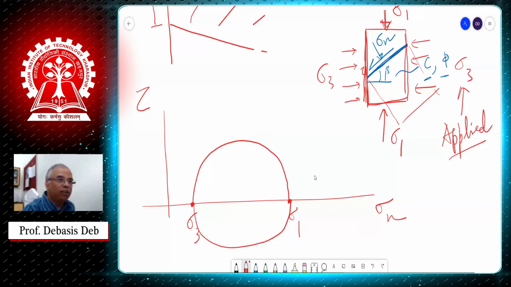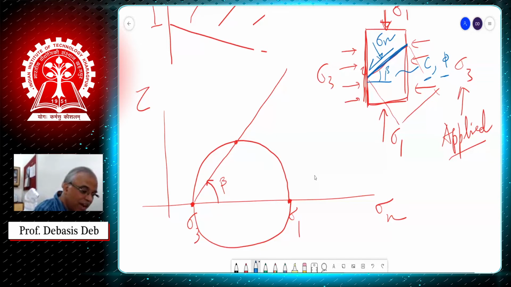Okay. Now let's say this is the angle beta. So I draw this angle beta. Same angle beta that I drew here, from this x-axis. My sigma 3 is now the x-axis. So I draw the beta. Now wherever it touched, I draw a tangent on that point. Okay. So far you are with me.